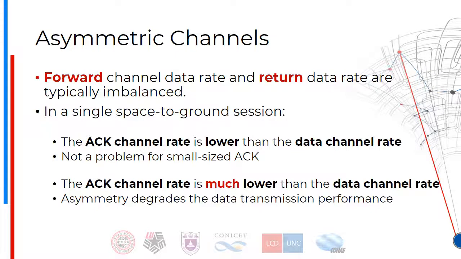This is not a problem for small-sized ACKs, right? If this imbalance is not so big, these small-sized ACKs will basically occupy less time in the channel than the data that we are sending in the forward channel. However, when the ACK channel rate is much lower than the data channel rate in a highly imbalanced bidirectional channel, the asymmetry can degrade the data transmission performance, because the ACK time occupation in the channel can actually be bigger than the main data that we are sending in the forward channel. In case we are using the bundle protocol, we will be talking about bundles instead of packets.